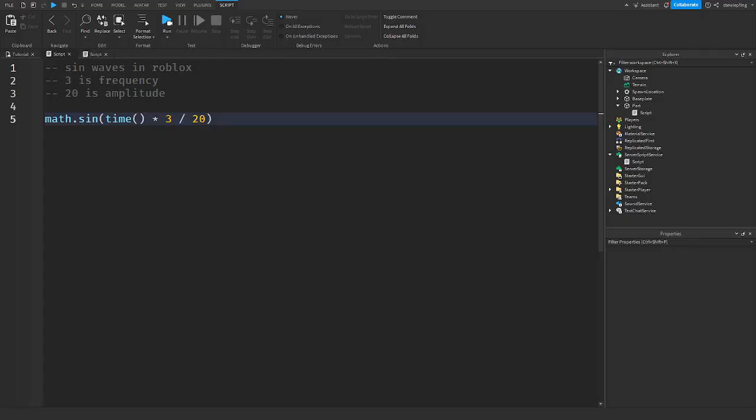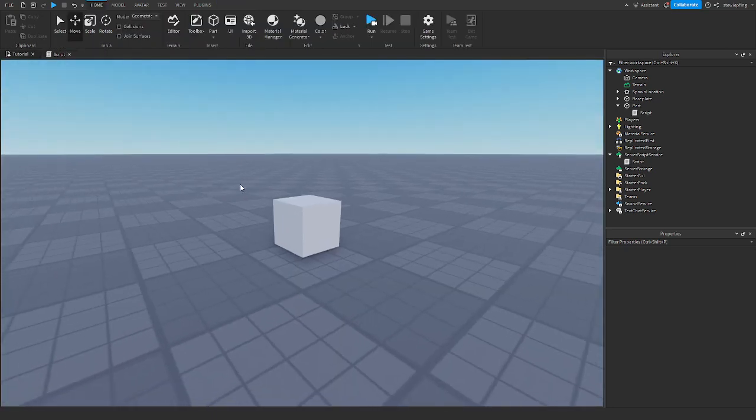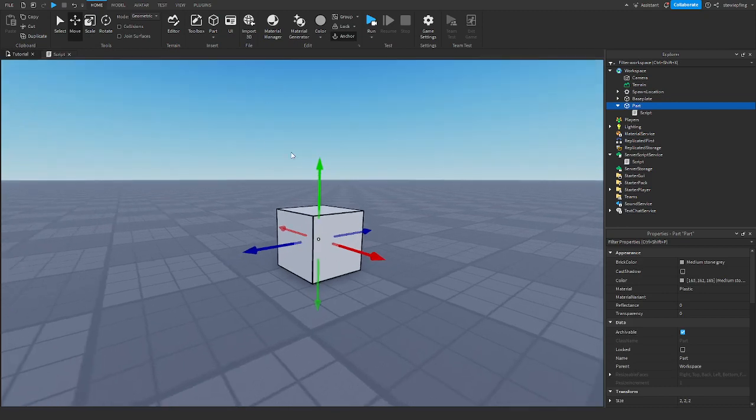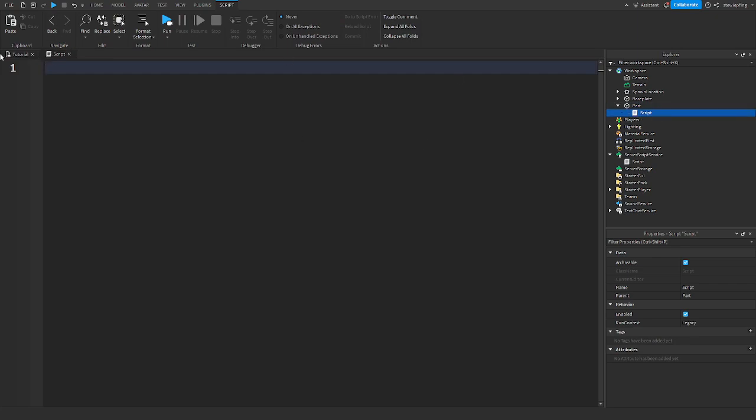Now guys, using this information, how do we plug it in and make stuff work? Well, in this script, I'm just going to delete it real quick. I'm going to make this part go up and down like you've seen at the beginning of the video. So it goes up, goes down, and it repeats itself. How would you do this? Well, you want to insert a regular script inside of a part.